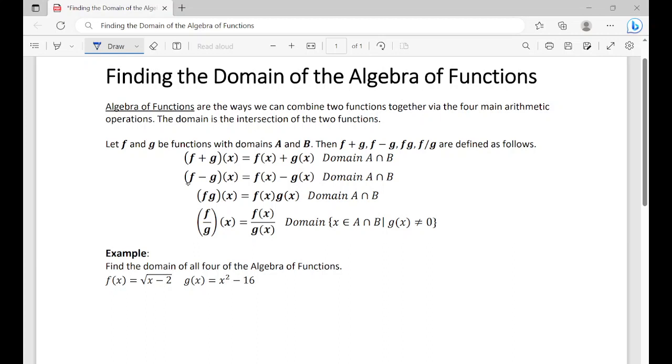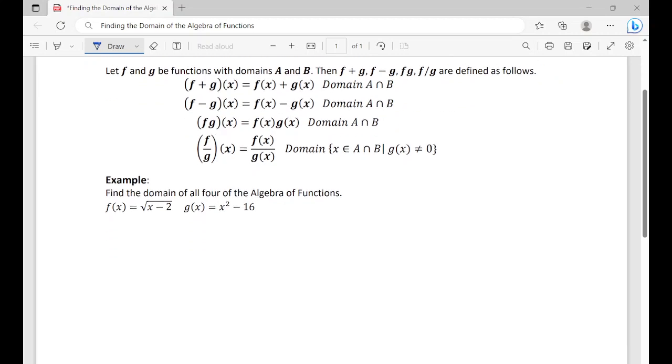functions. The difference of the two functions is the intersection of the two domains. The product of the two functions is the intersection of the two domains. So the first three are the same. Now the division of the two, the quotient of the two functions, is a little bit different. It is still the intersection of the two domains. However, you cannot have division by 0. So whatever values will give you 0 for the g function, for the denominator, must be excluded. So it's still the intersection of the two, but you might have to remove an extra value or so from that domain. So let's look at a couple of these domain questions.